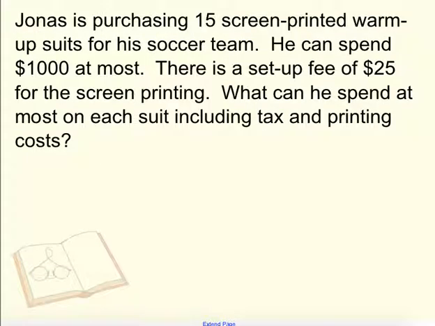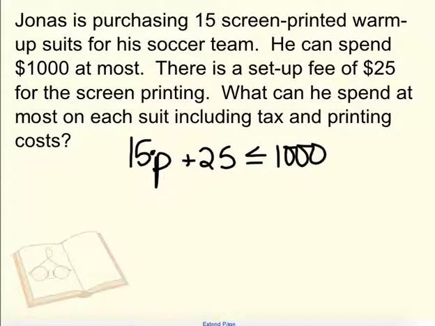Okay? And next one, last one. Jonas is purchasing 15 screen-printed warm-up suits for his soccer team. He can spend $1,000 at most. There's a setup fee of $25. What can he spend on each suit, including tax and printing costs? So we would say printing costs plus 25. Okay, and he needs 15 of those. Okay, 15 times how much it costs to actually do it, plus the setup fee needs to be at most $1,000. So it needs to be less than or equal to $1,000, or he would be over budget.